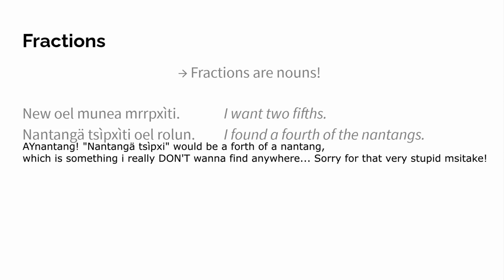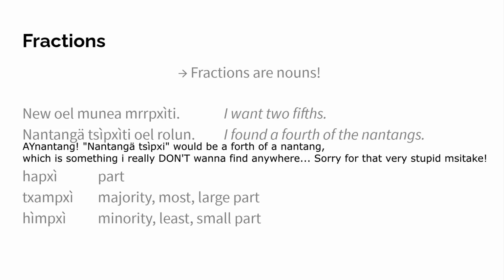Since we're already talking about pe, I want to show you where it actually comes from. Namely, hab e is a noun which means a part of something, and there are also a few other useful words that are built with that. So we have, for example, amp e, majority, most, or large part. Or we have himp e, minority, least, small part.